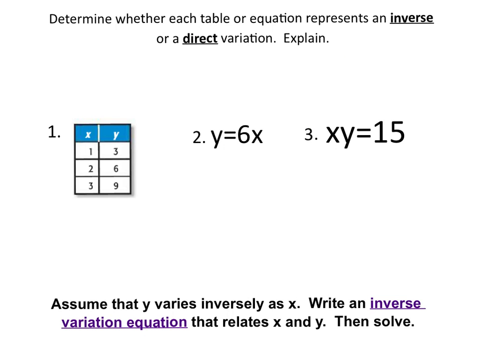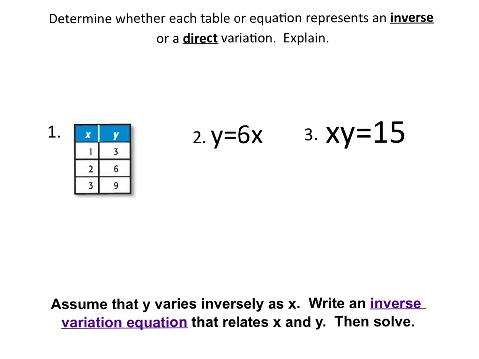So a little bit of review. Determine whether each table or equation represents an inverse or direct variation. Explain. As we look at table 1, I see that x has 1, 2, and 3, and y has 3, 6, and 9. So as the x values increase, the y values also increase. That was one of the requirements we said with inverse variation, right? As one of the values increases, the other should be decreasing.